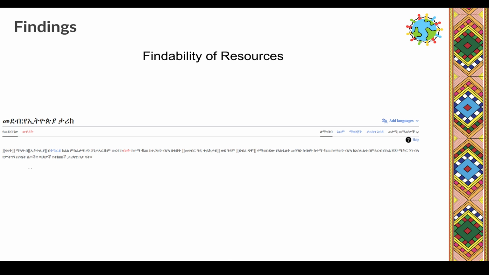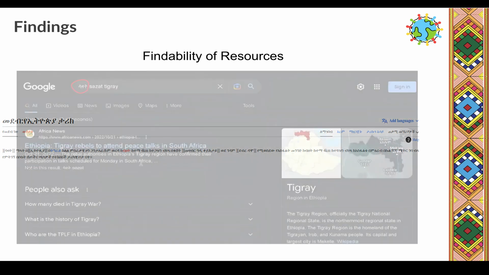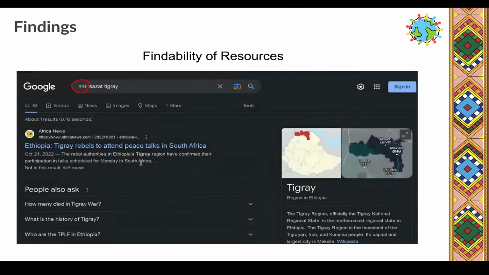Related to the availability of resources is the challenge our participants face when trying to find resources in their local languages. Here, one participant is trying to edit an article on Amharic Wikipedia. The title translates to Ethiopian history, and there's a single long sentence about a town called Sazat in the Tigray region of the country. The participant first searched on Google the name of the town in Amharic, followed by the English name of the town and the region it is in.